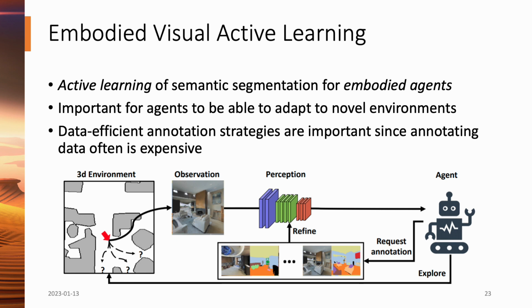So the third paper of my thesis introduces the task of embodied visual active learning, where we combine embodied AI with active learning. Here the agent explores a novel environment in the form of a simulated house. The agent may request annotations from an oracle and use those to refine its perceptual model, which in the paper takes the form of a semantic segmentation network.